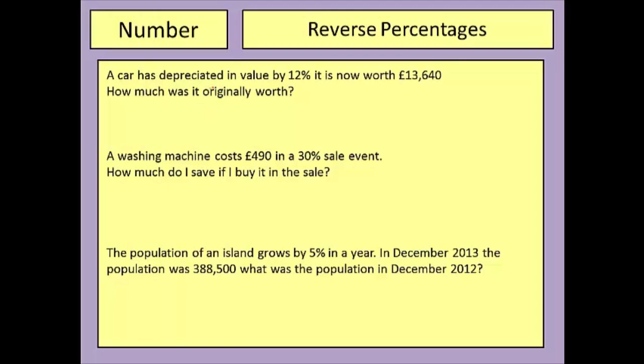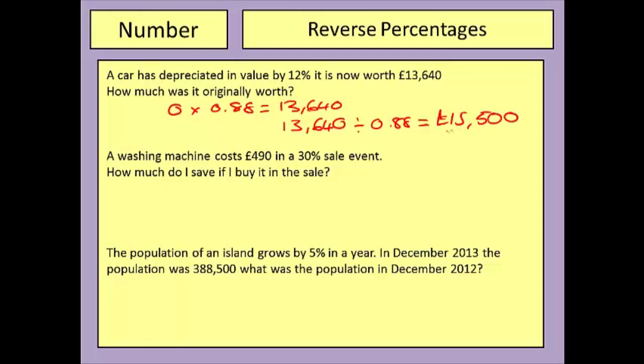Okay, in this first one then, a car is depreciated, decreased in value by 12%. So the original amount was multiplied by 0.88, because that finds 88%, and that gives me £13,640. So what I'm going to do is reverse this around. 13,640 divided by 0.88, which will give me the original price of the car, in this case £15,500.